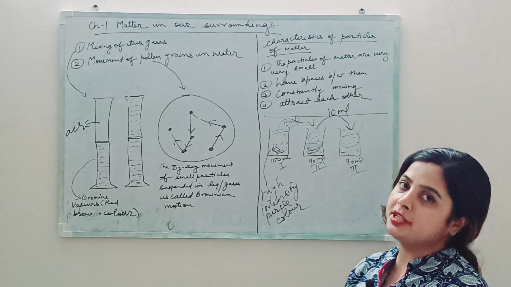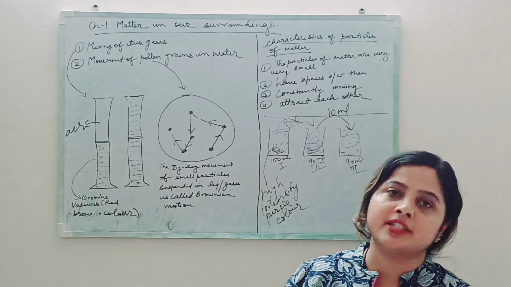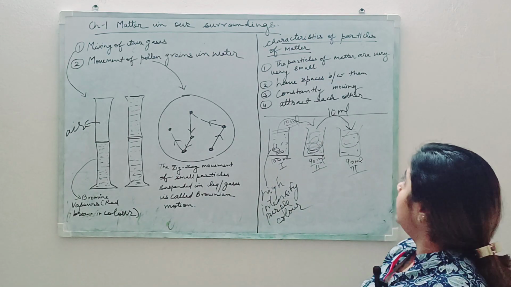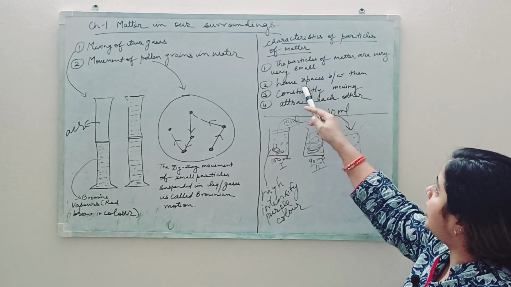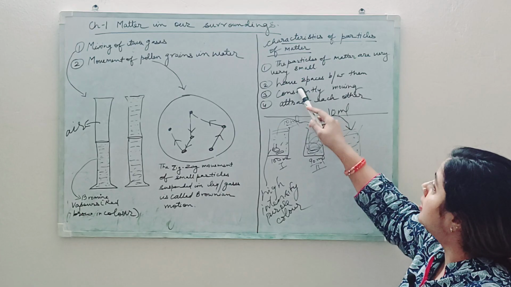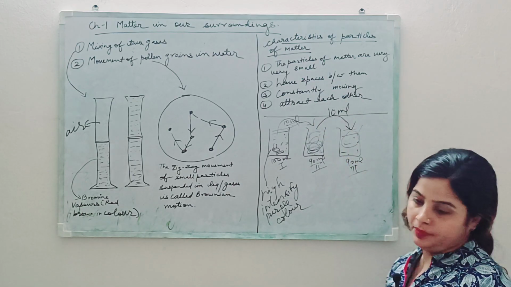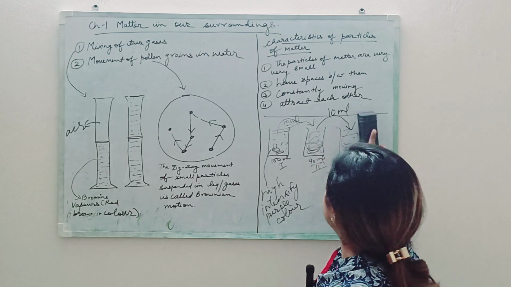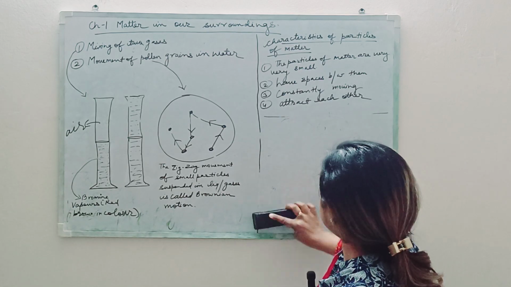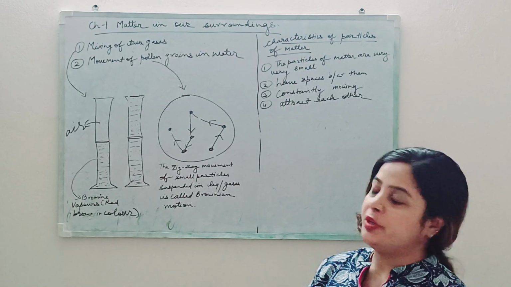I hope it is clear to you, children. If you have any doubt, please comment in the comment section. Okay, the first point is clear: particles of matter are very, very small. The second point is that particles have spaces between them. Now how can you get this example?